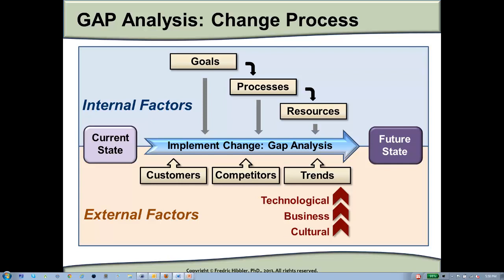Internal factors that need to be considered are the company's goals, the processes they have in place, and the resources available to them that they can use to bring about the change needed to move the company from the current state to the future state. As we saw in previous slides, and we heard in last week's lecture, the most important external factors are the company's customers, competitors, and trends. And if you remember from last week, we talked extensively about trends and how trends start with cultural trends that impact the business trends, and how business trends eventually impact the technological trends.